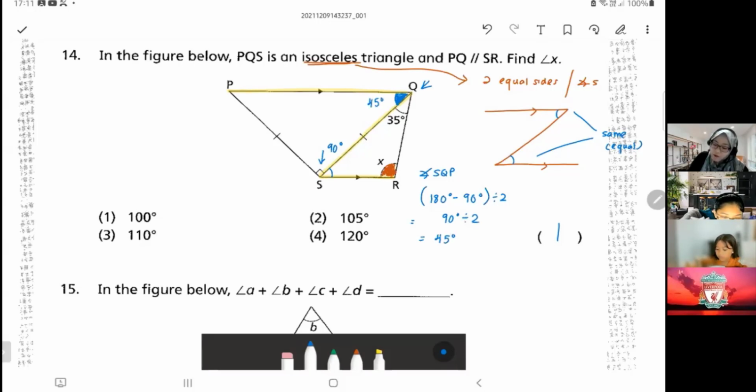So if this is 45 degrees, since it's a Z rule, here is also a blue angle, right? And this is also 45 degrees. Now, can I find my X? Can, right? I just look at the triangle as sum of angles in a triangle. So angle X equals 180 degrees, take away your 45 degrees, take away your 35 degrees, and your answer will be 100 degrees. So, yep, very good. Nuri Nabila is correct.